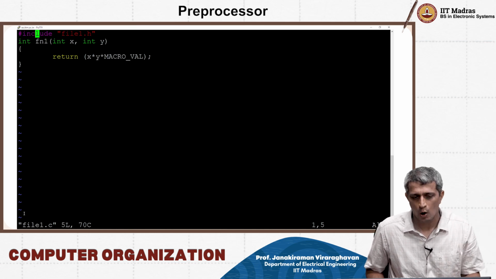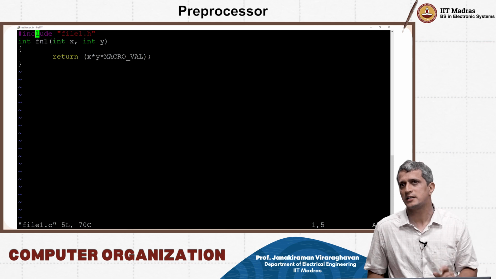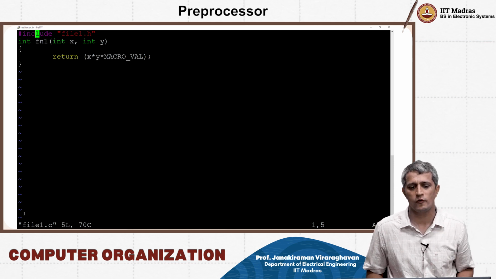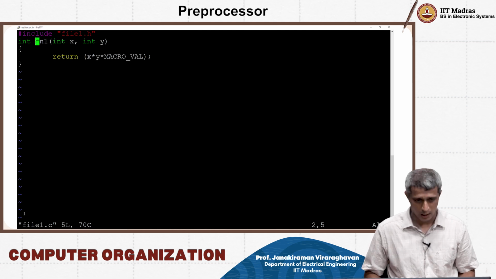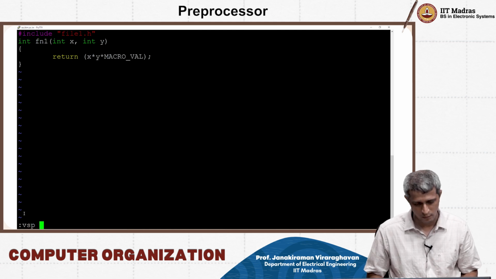Okay. Now what it additionally does is, so what is in file1.h? Actually it is basically, let me open that file1.h on the right hand side here. Okay, file1.h.